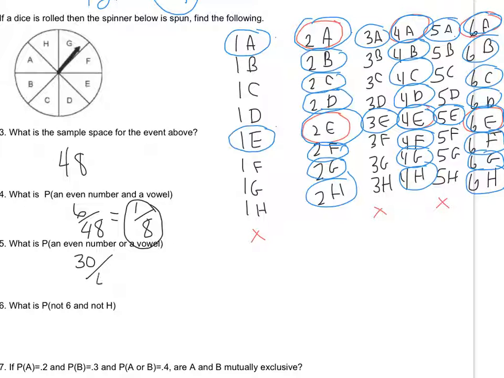So this would be 30 out of 48, which could reduce to 15 over 24. So there's a 15 out of 24 chance that we get an even number or a vowel. When it's both, that's fine, because we don't have to subtract them. These are obviously not mutually exclusive because there are lots of them that have even numbers and vowels. But when we're just circling from the sample space, we don't have to worry about that.